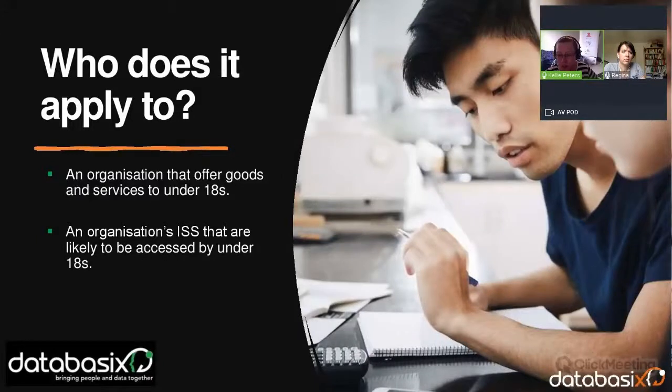So who does it apply to? Any organisation that offers goods and services to under 18s. So a question for you will be, is that you? And information society services that are likely to be accessed by an under 18-year-old. So note here, geography doesn't matter. It doesn't matter where in the world you are. If you fit that criteria, then you will have to apply the code.